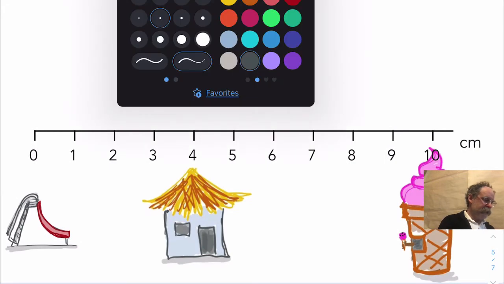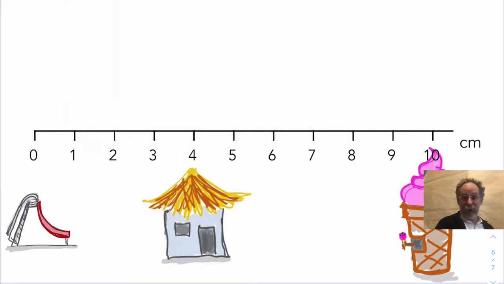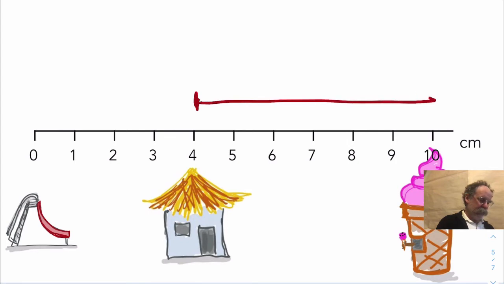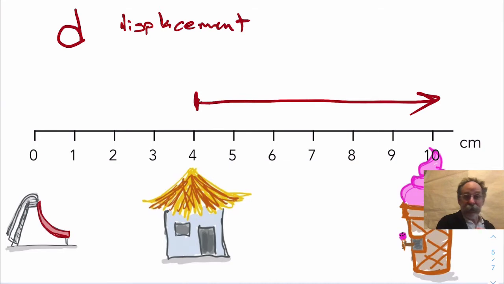So I said that distance is a little harder to define, and distance is the amount of ground you cover. So we go from here to here. The distance equals 6. And by the way, I should have said this. In physics, when we use a lowercase d, we mean displacement.